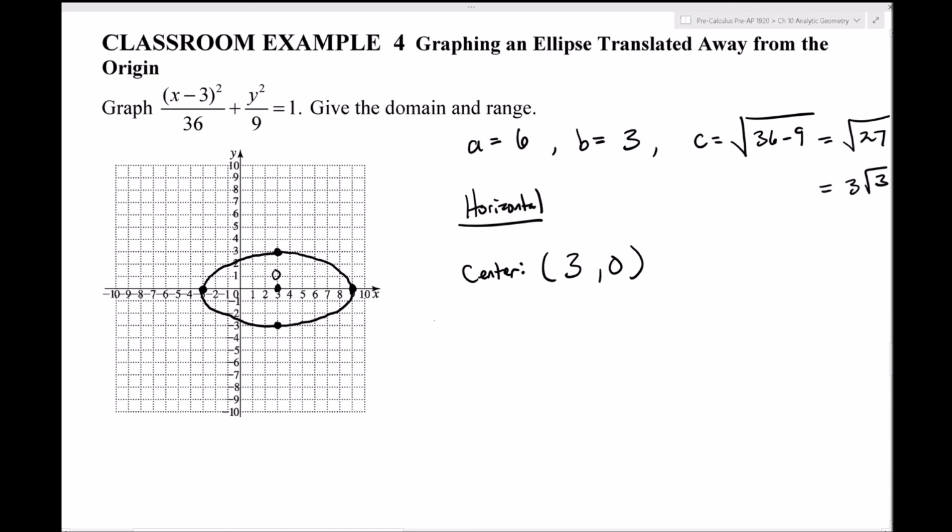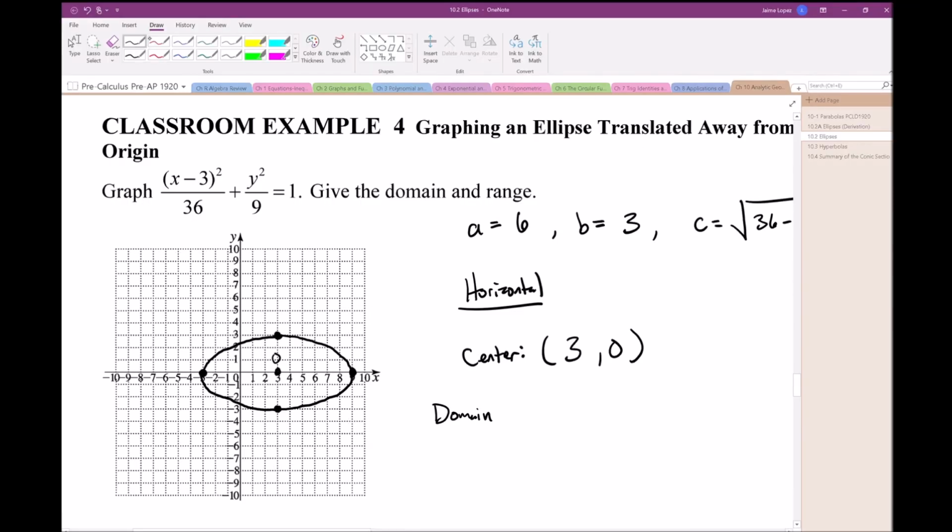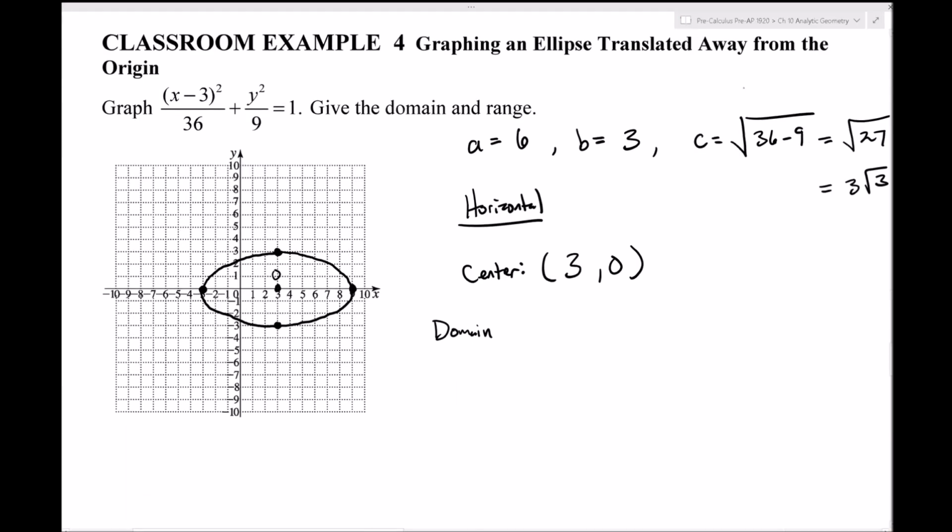So the domain would be every x coordinate for every single point on that curve. And the x coordinates begin at negative 3, and they stop at 9. So the domain is negative 3 to 9. What about the range? I'm writing in red, I don't care. The range would be, if I took any point on that ellipse, what are the y coordinates? And those range from negative 3 to 3.